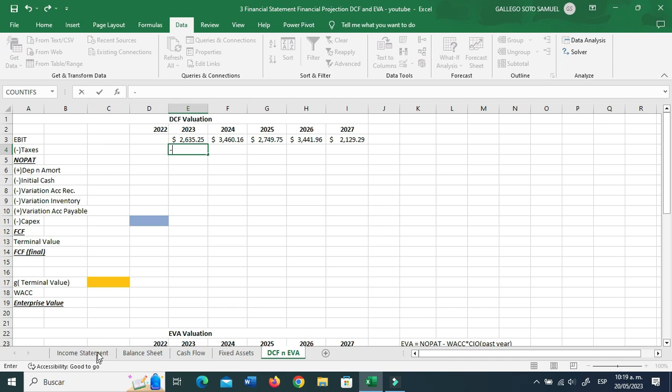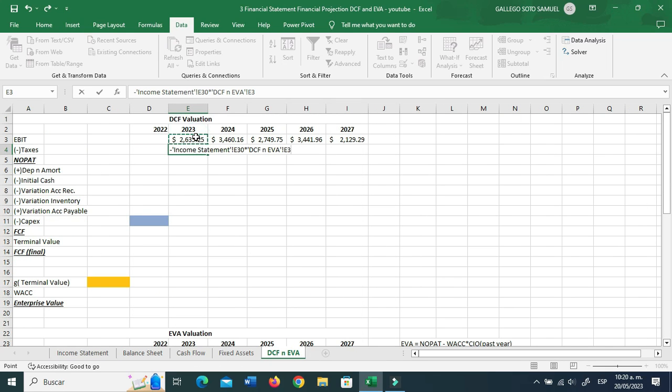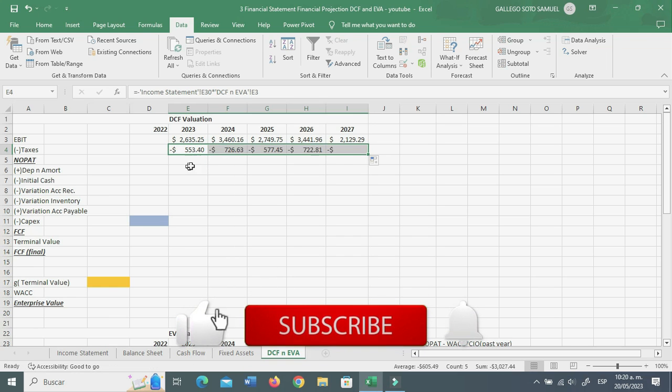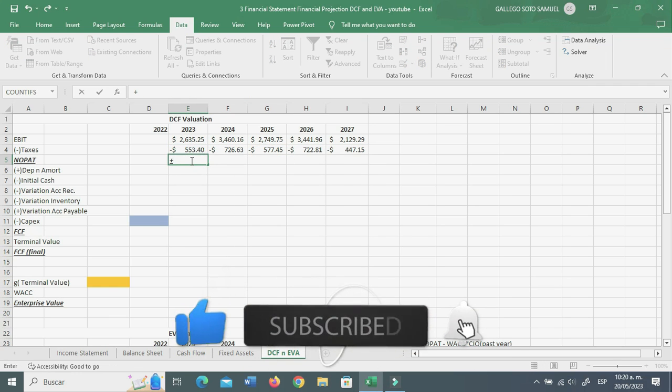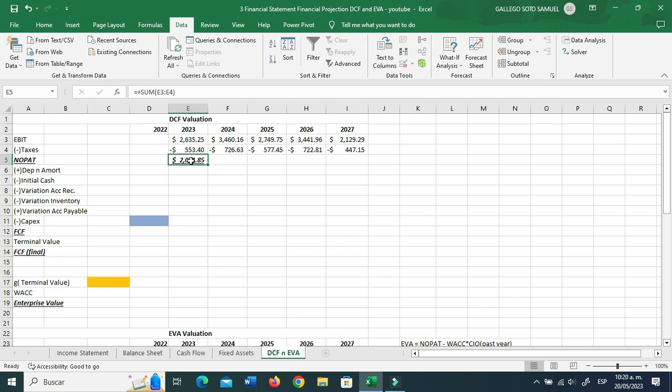Well, let's start. Okay, so we have the earnings before interest and taxes that I pulled from the income statement. I'm going to find the taxes, which is the tax rate, I think over here, yep, times the value here. All right, I'm going to drag it to the right. So we finally found the net operating profit after taxes.